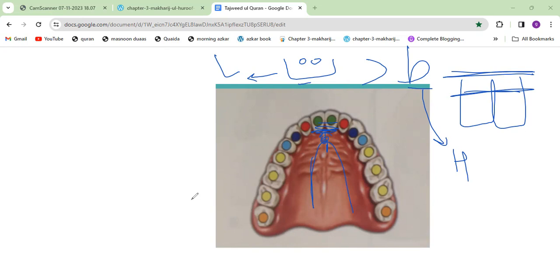Okay? Now we have the third group, and the third group is going to be using again the same upper front two teeth, but now we have to connect the tip of our tongue with the tips of the front two teeth. You have to pronounce dha, dhal, tha.